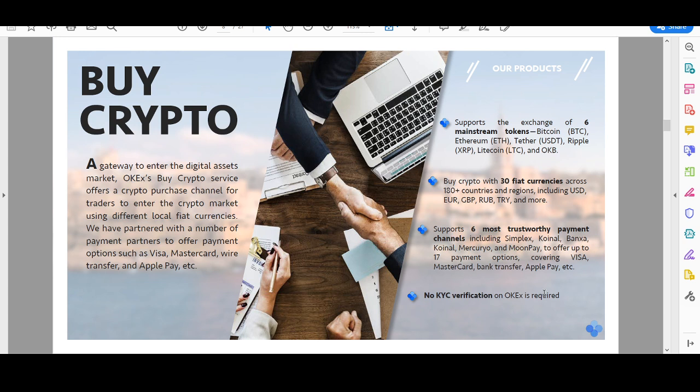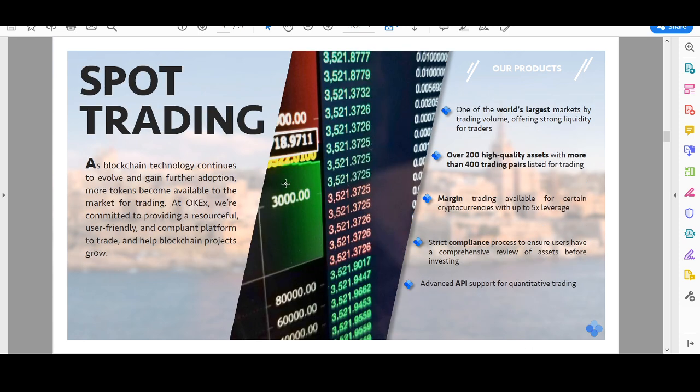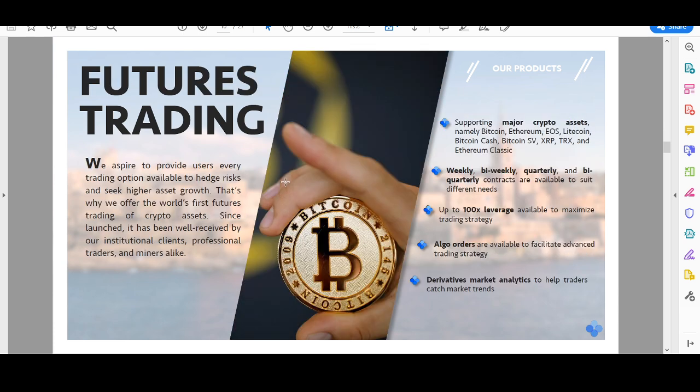So in America, there are some exchanges that you can't use. Again, I'm not saying do anything illegal, but that's a point to make on the OKex exchange. Spot trading, so if you buy and sell altcoins, they provide them. They've got a lot of altcoins, and I'll talk about some of them.